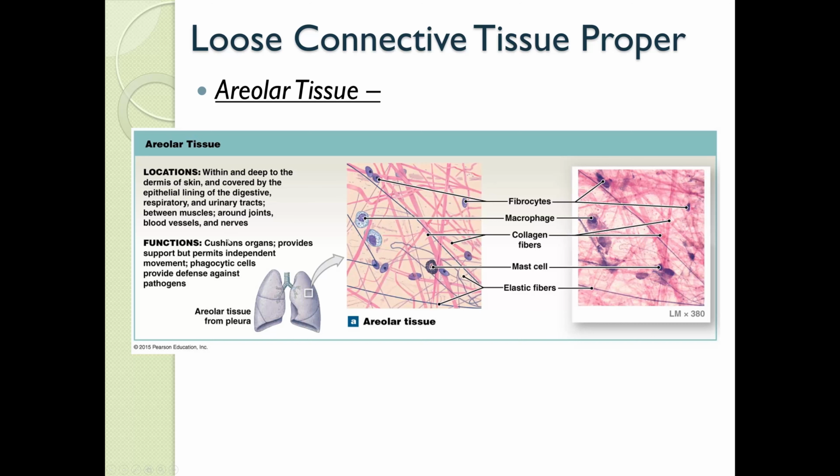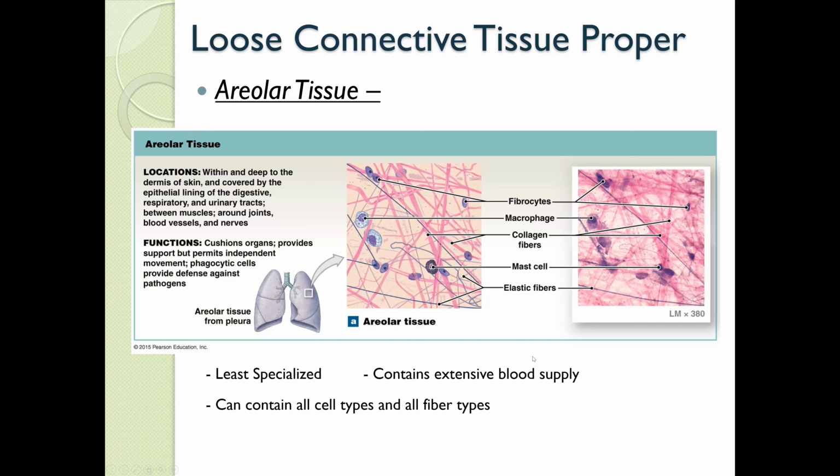It functions to cushion organs, to provide support while permitting independent movement. And then the phagocytic cells that you find in it, like the macrophages and microphages, help protect against pathogens. Areolar tissue is the least specialized of all of the loose connective tissues. It can contain all of those cell types we mentioned earlier and all three fiber types. So you can find collagen fibers, reticular fibers, and elastic fibers in areolar tissue.